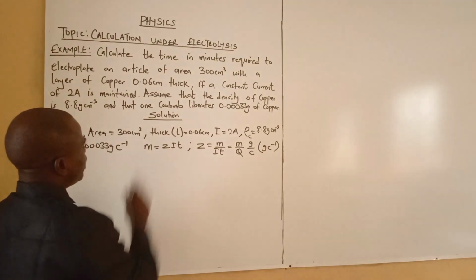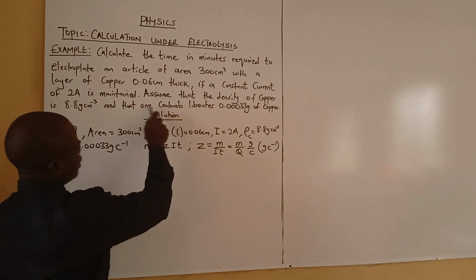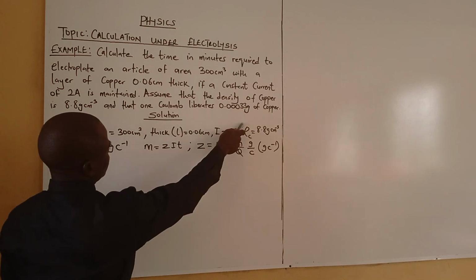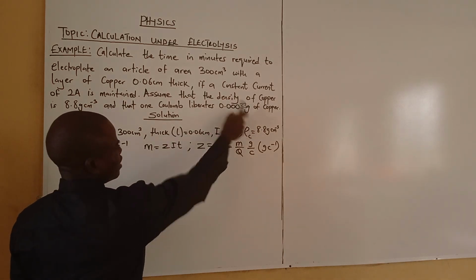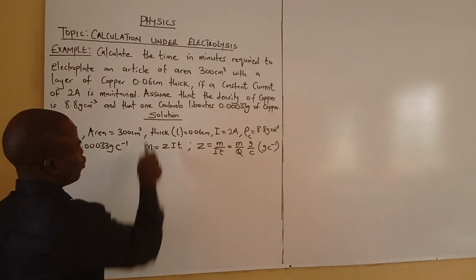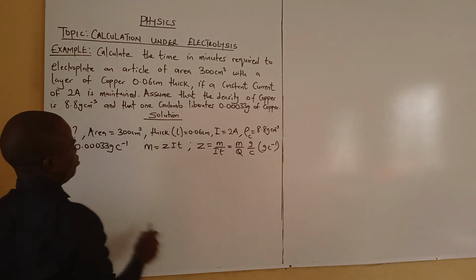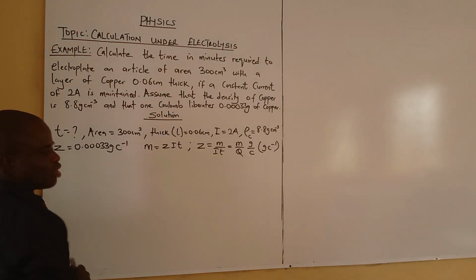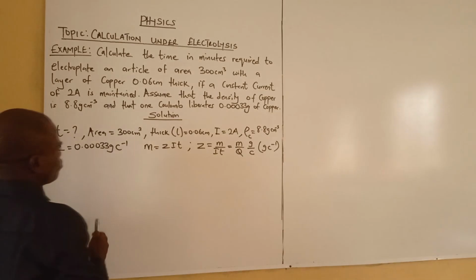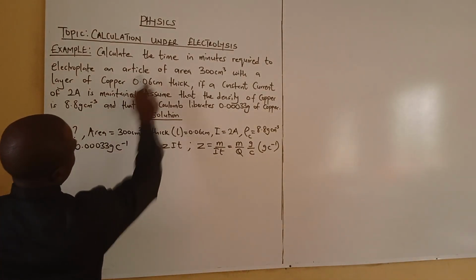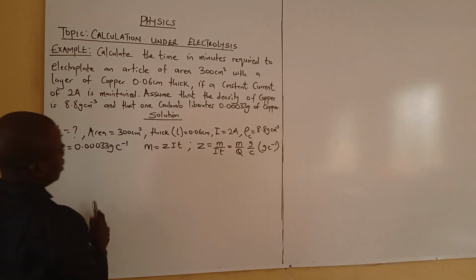But let me say you didn't say 1 coulomb liberates this. That means that this one is now standing as our mass. But because 1 coulomb liberates this, it's standing as gram per coulomb, which is for Z, electrochemical equivalent. Now, what are we looking for? Calculate the time in minutes.